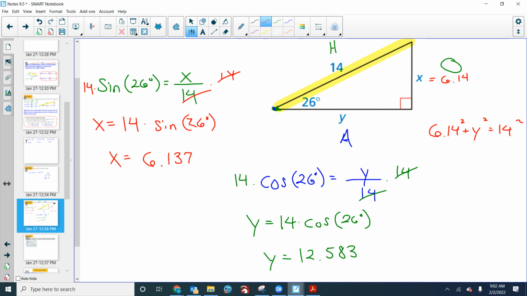Let's see. 14 squared minus 6. I'm going to type in 6.137 because that was more accurate. And then square root that answer. I got 12.583. Ooh, interesting. That's the same as what we did when we used cosine, right? Come on, that's kind of cool. Yeah. Trig, Pythagorean theorem, same answer.